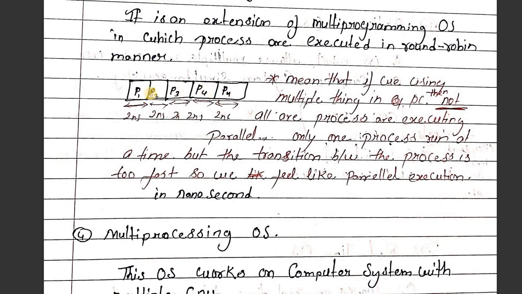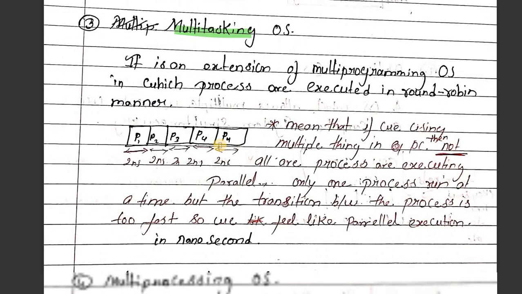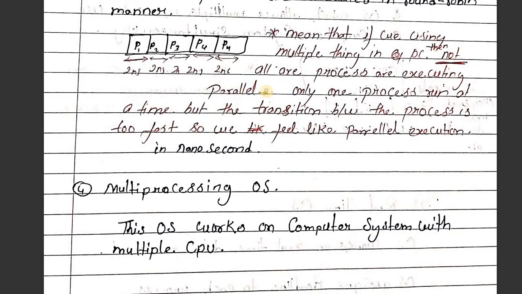But a CPU can handle only one process at a time. CPU can process only one process at a time. But we can use multiple programs at a time. We can open a browser, an editor, a camera. We can open multiple things at a time, but the CPU only processes one process. So a multitasking operating system does such things.